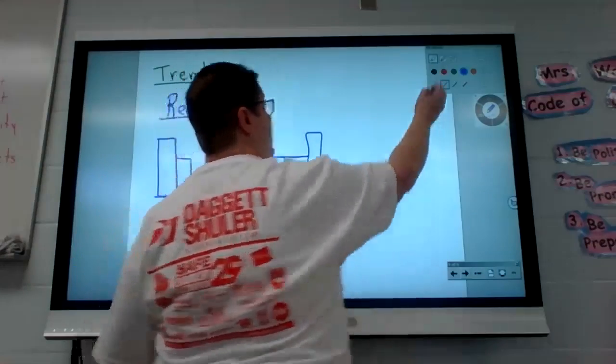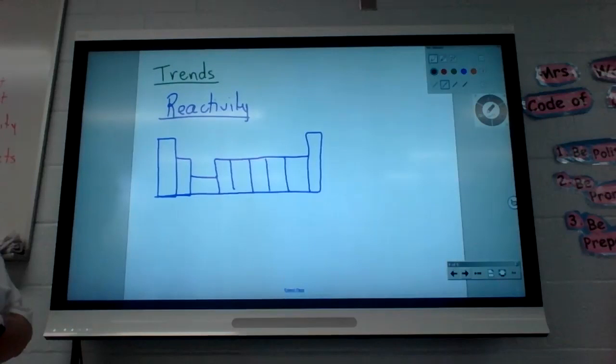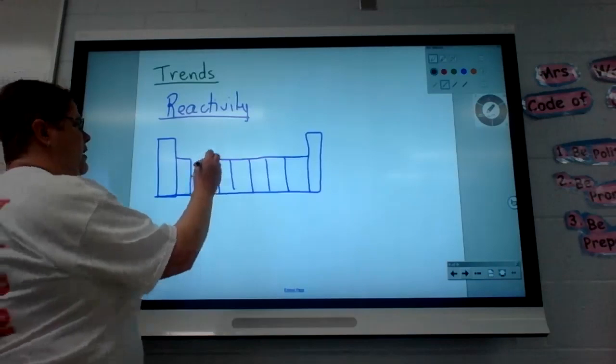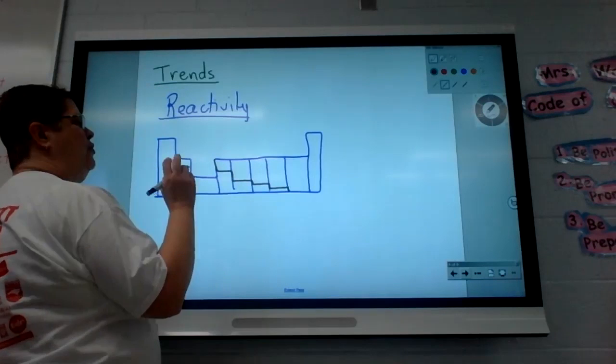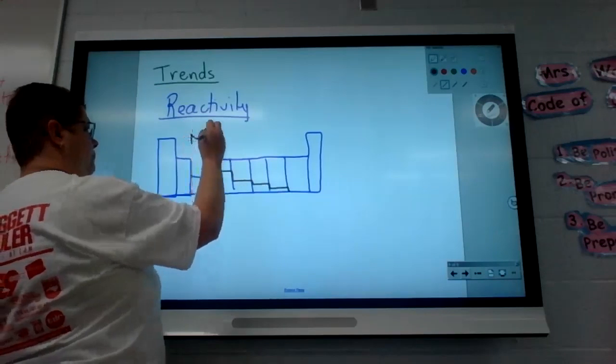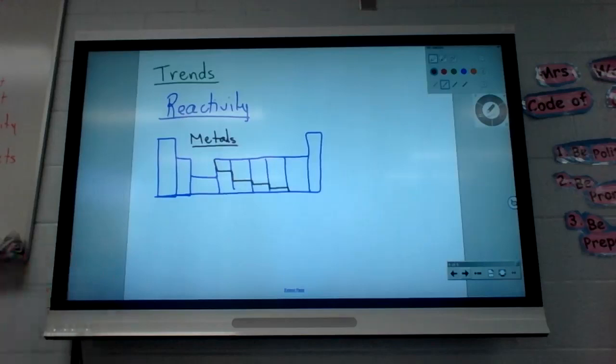So if we look at the periodic table, what can you tell me about reactivity based on what we've already learned? The lower the oxidation number, the more reactive. So let's break it into 2 parts. All right, let's do metals. Let's just talk metals. Just tell me about metals. I'm talking about reactivity. Can you tell me the most reactive group?